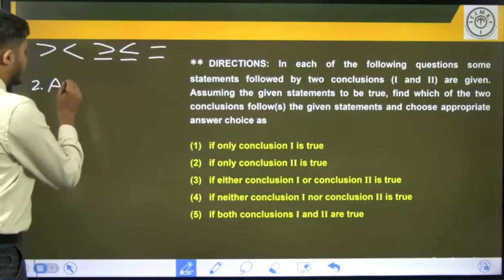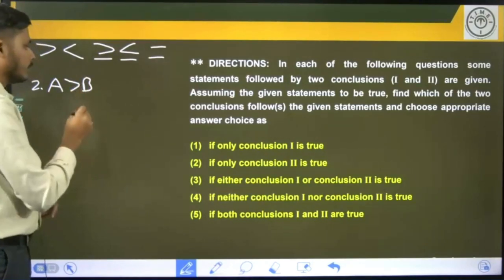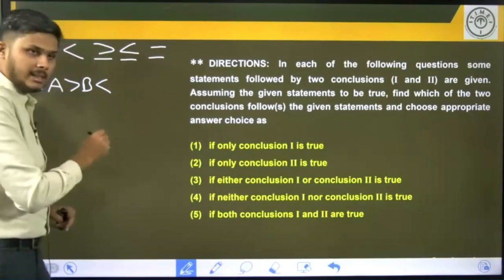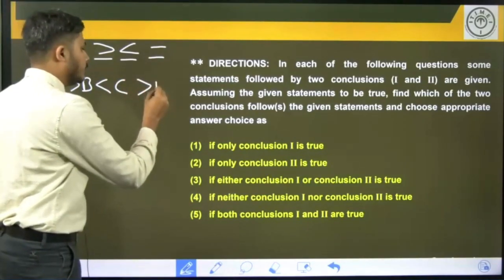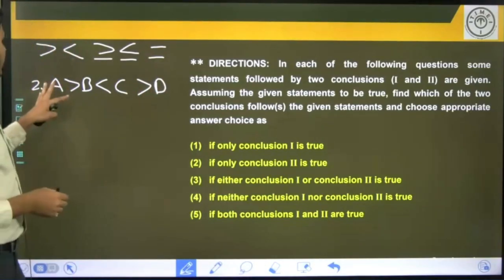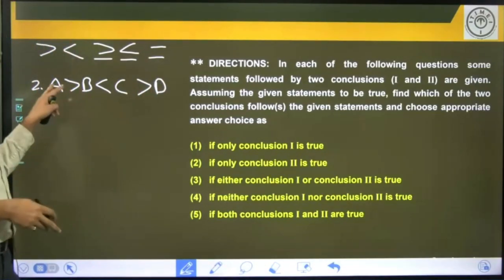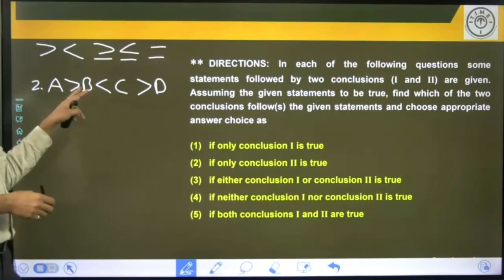Given that A is greater than B, B is less than C, and C is greater than D. So let's find out the relation. Here we have a common term between A and C, which is B.